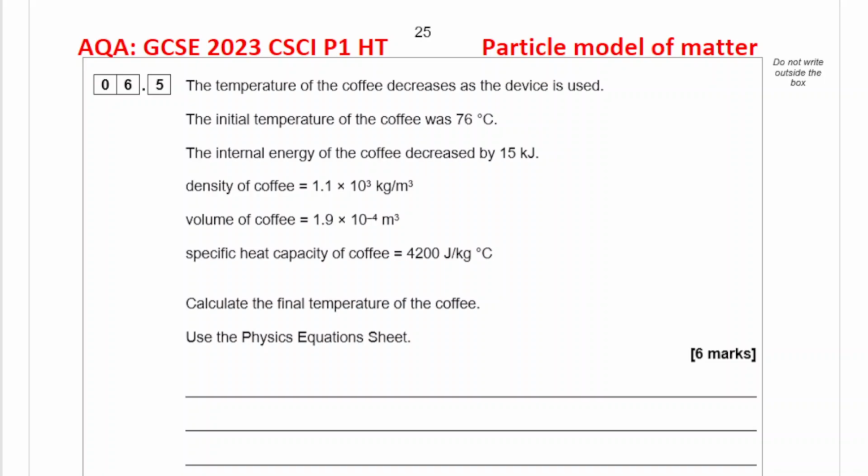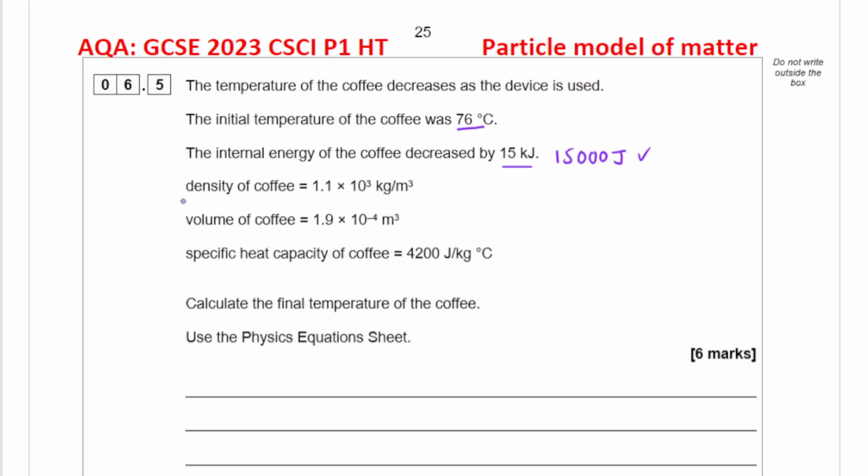6.5. The temperature of the coffee decreases as the device is used. The initial temperature is 76 degrees Celsius. The internal energy of the coffee decreased by 15 kilojoules. Let's change that to joules. So that would be 15,000 joules. That should give you a mark. Density of the coffee is 1.1 times 10 to the power 3 kilogram per metre cubed. Volume of the coffee is 1.9 times 10 to the power minus 4 metre cubed.